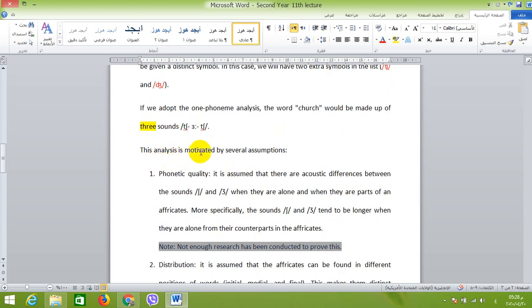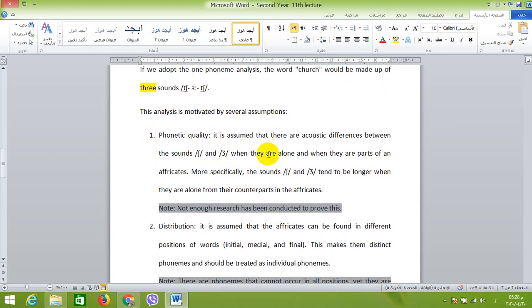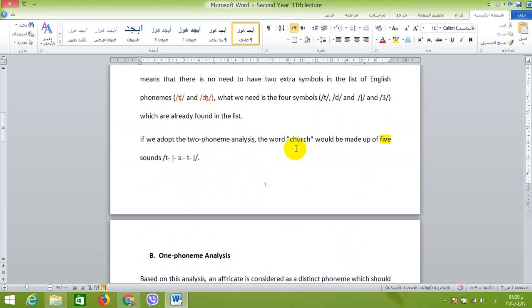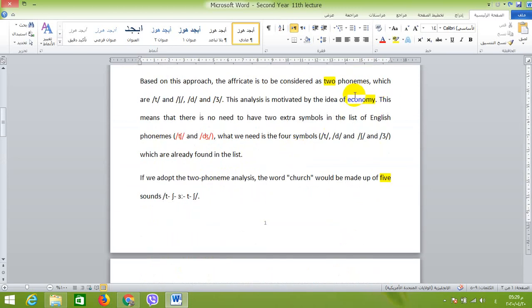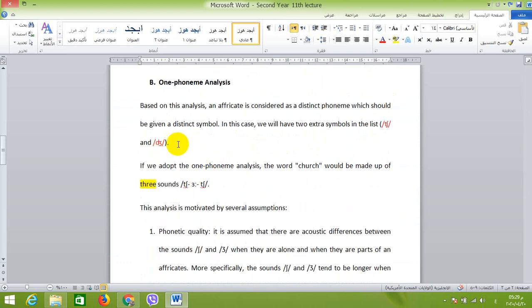Now, this analysis is motivated by several assumptions. The first one, as I said, is motivated by economy, that is, to have a shorter list of the phonemes of English. No need for these extra sounds. But here we are going to have 2 phonemes for ch and j. So this analysis is not good in terms of economy, because we will have 2 extra sounds.